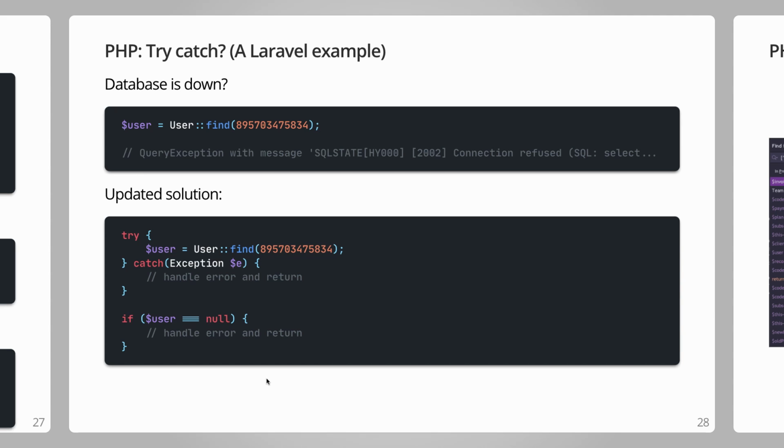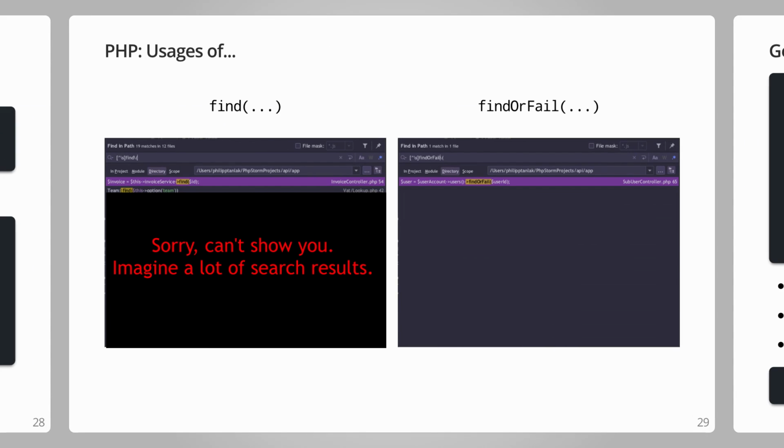But Laravel wouldn't be Laravel if there was not an alternative way to do this. So instead of using find, we could, for example, use find or fail. So this would result always in an exception. But let's see. So this is our API project, and I've searched for both uses, find and find or fail. The search result speaks for itself, I think. Well, pretty bad if you ask me.